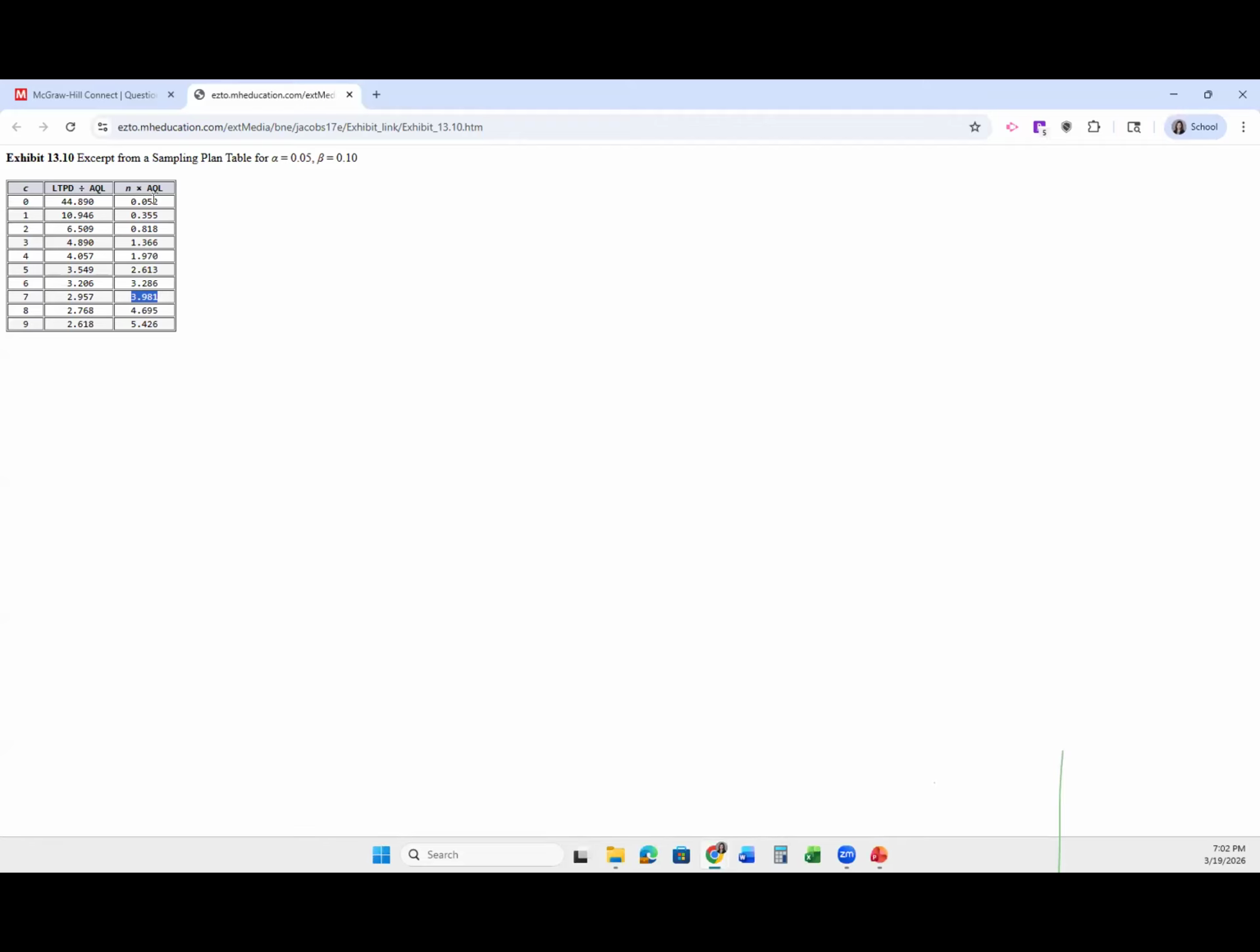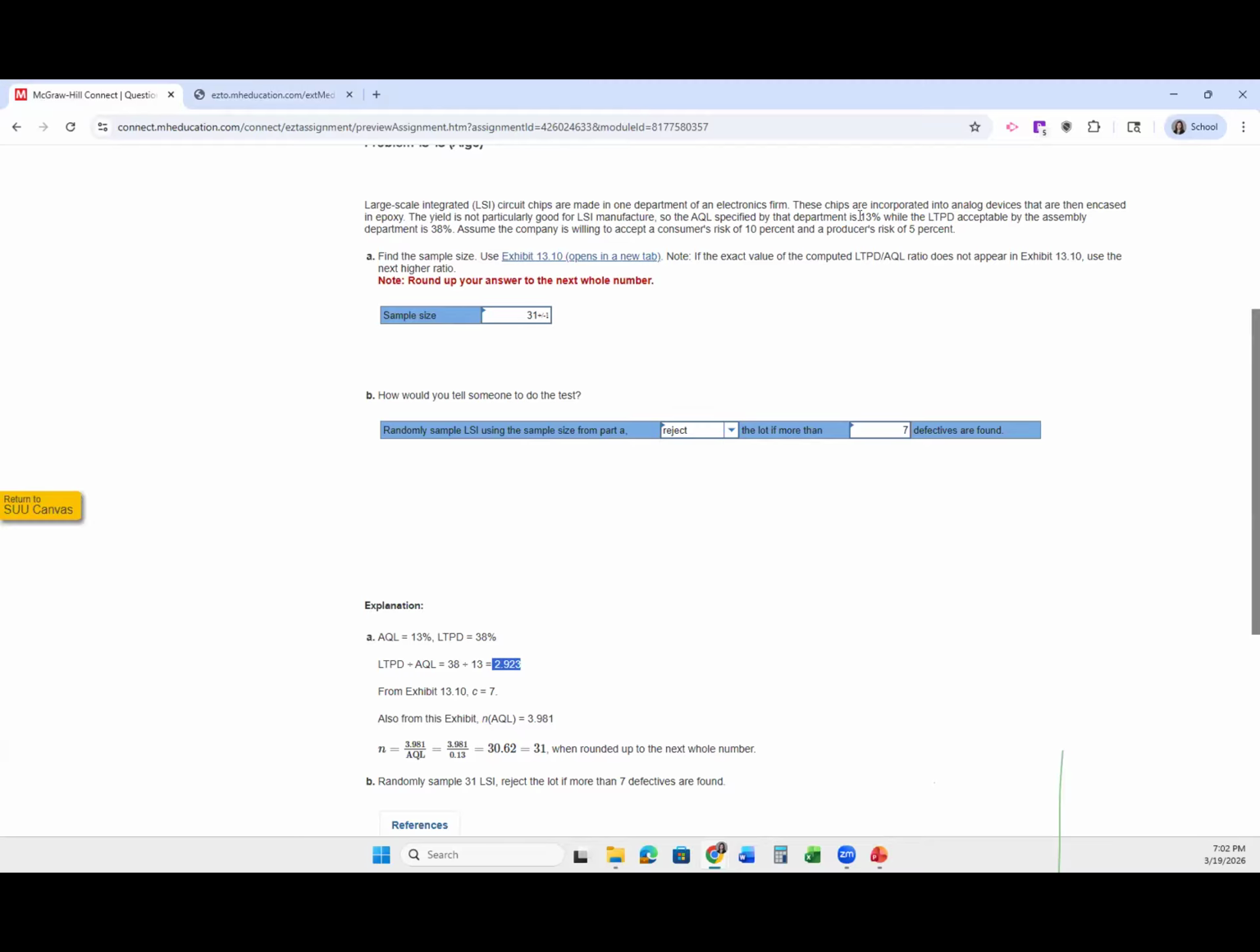Once you have these numbers, because we know AQL is 13, so AQL here is 13. We got that. Then you will be at 13%, so you will be able to find the N. N will be equal to 31. And this is what we call the sample size.